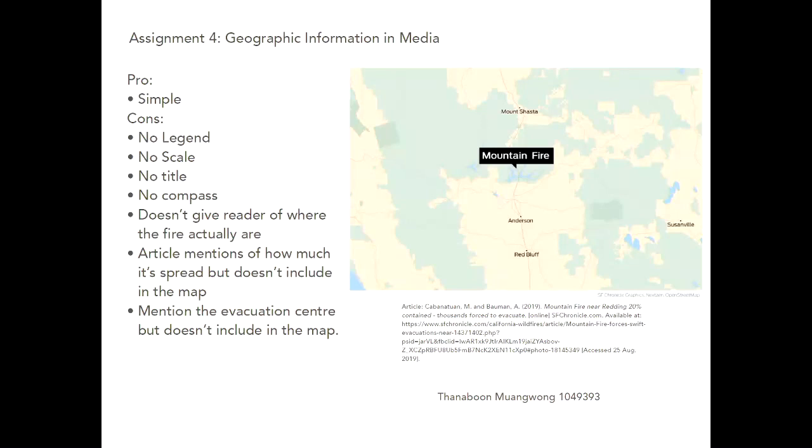Hi guys, so this is not the Amazon fire, it's a mountain fire in a mountain range in California. As you can see from the map, the author is, I think, quite lazy. He just put a label over there. It's quite ambiguous because we don't actually know where the fire is. The map is simple enough to convey the idea of the fire, but there's no legend, no scale, no compass, nothing. The article also mentioned how much the fire spread and where the evacuation center is, but the map doesn't show it. Perfect.